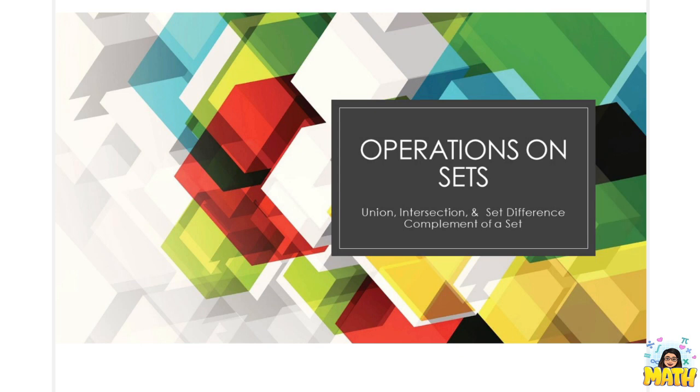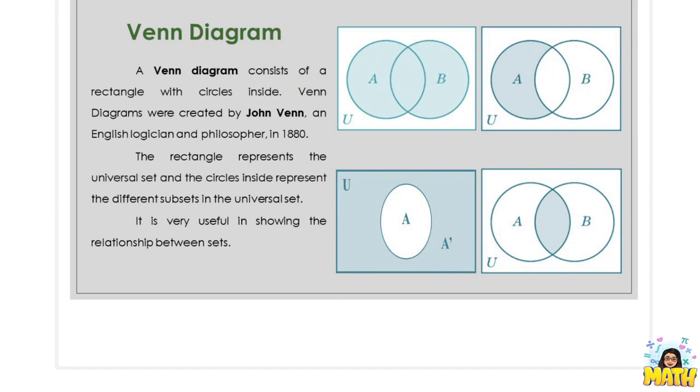In this session, we will discuss the operations on sets, particularly the union, intersection, and set difference, as well as the complement of a set. So dito, gagamitin natin ang Venn diagram to show the operations on sets or the relationship between sets. A Venn diagram consists of a rectangle with circles inside. Dito, you can see that I have 4 examples or 4 rectangles.